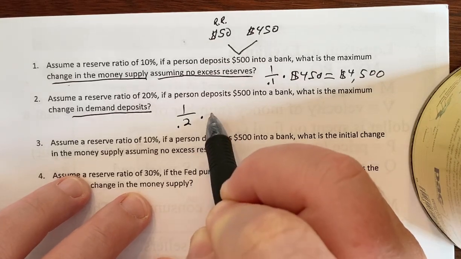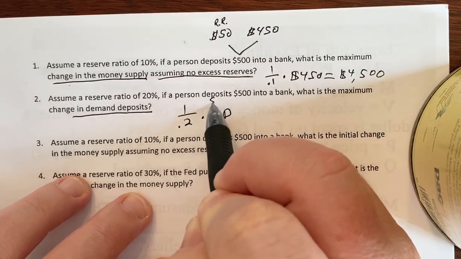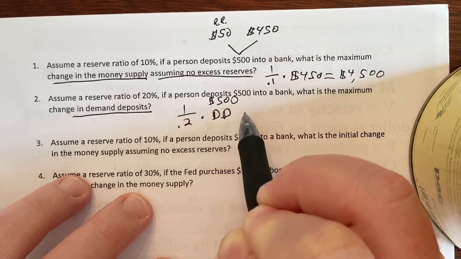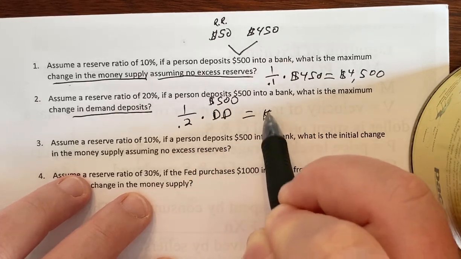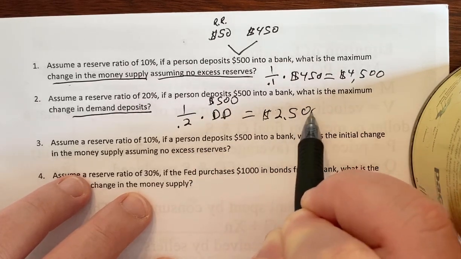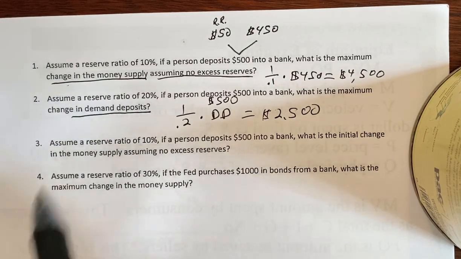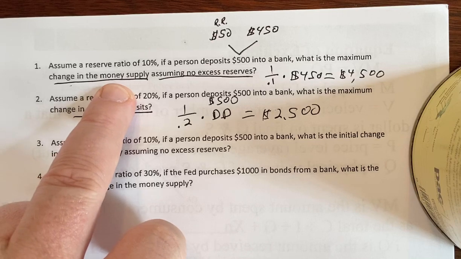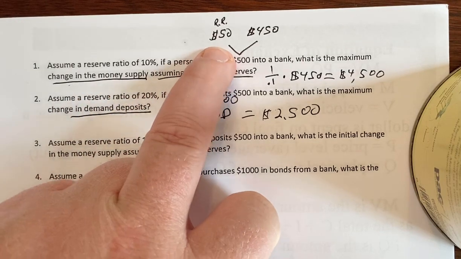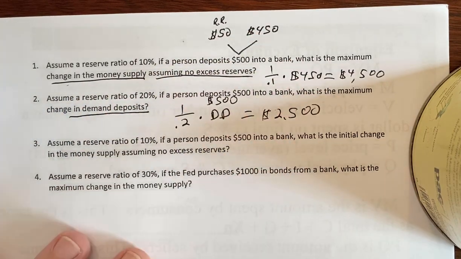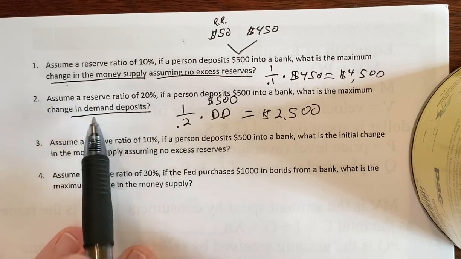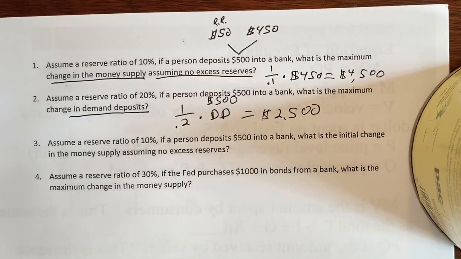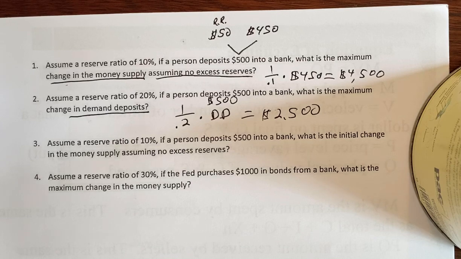It's 1 over 0.2 times the deposit to get the total change in demand deposits, which should be 2,500. So you've got to ask, are they asking about change in money supply or change in demand deposits? If it's change in money supply, you have to take out the required reserve. That's why it's times 450. But since this says change in demand deposits, it's only times 500. So there we go.